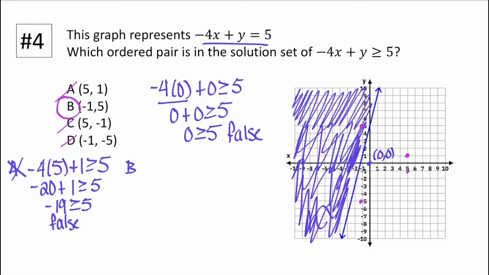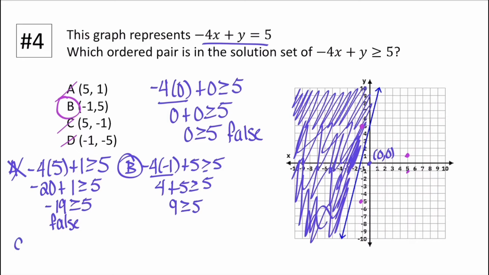If I plug in answer choice B, I get negative 4 times negative 1 plus 5 is greater than or equal to 5. Negative 4 times negative 1 is 4, so I get 4 plus 5 is greater than or equal to 5. 4 plus 5 is 9, so 9 is greater than or equal to 5. That is true, so this ordered pair is probably my correct answer. But just to make sure, I'm going to show you C and D, so you can understand this process.